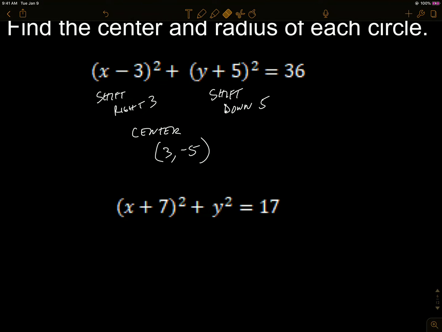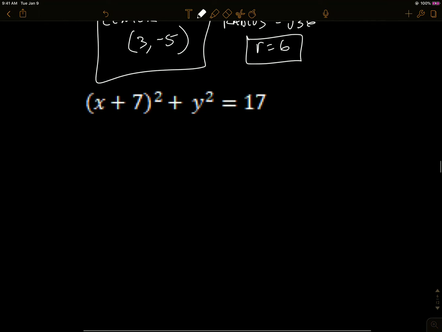And then the radius is going to be, remember this right here is r squared. So the radius is going to be the square root of that. So the radius is 6. There's our radius, there's our center. Let's try the next one.